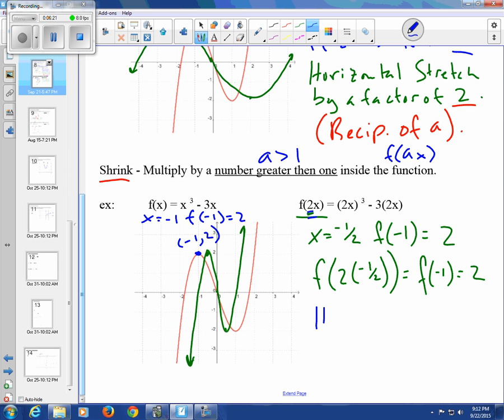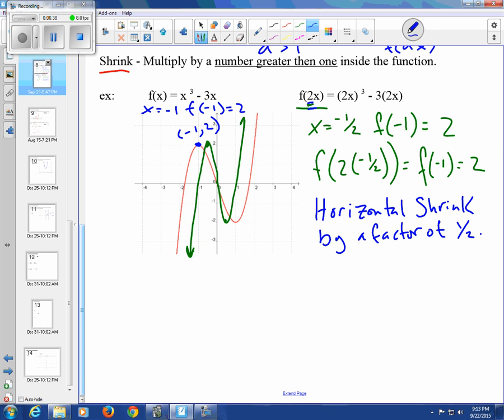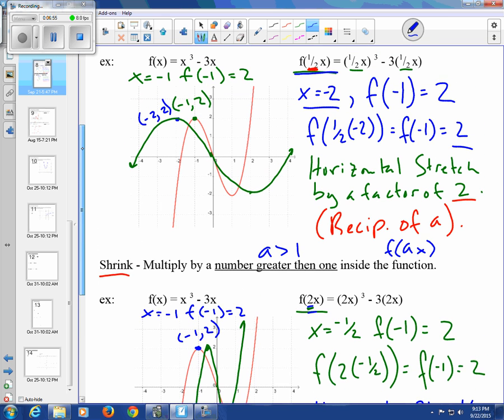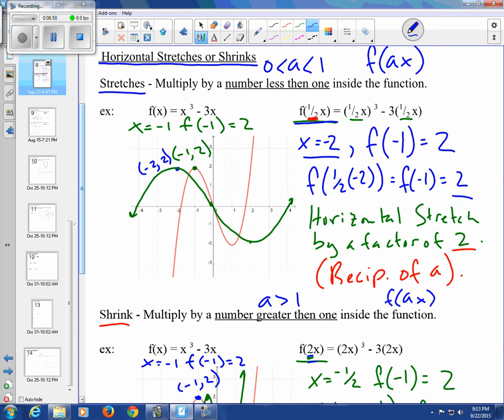So right here we can say that this is a horizontal shrink by a factor of 1/2. And of course, right here, we can see that that 1/2 is a reciprocal of the a value. So when we're talking about these horizontal stretches and shrinks, we want to think that they're happening by a reciprocal of the number we're multiplying inside the function, right?